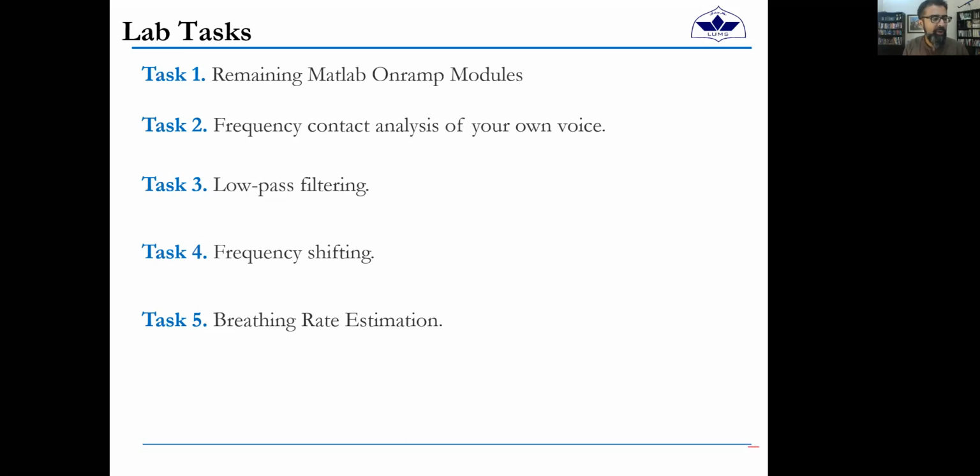Some people I know have already completed the entire MATLAB on-ramp module. So if you have done that, don't worry. You don't need to do this again. You just move on to task 2 and share with us the certificate.